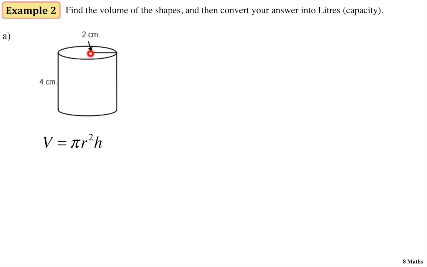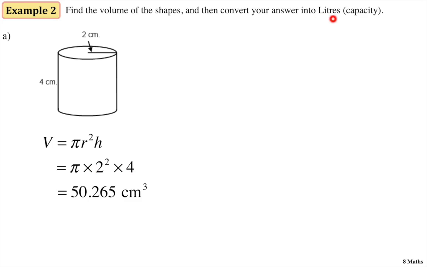The radius is 2 centimetres. The height is 4 centimetres. Be careful, if I had the diameter, I would have had to halve it to get the radius. So it's pi times 2 squared times 4. Put that into the calculator, and it's 50.265 cubic centimetres.